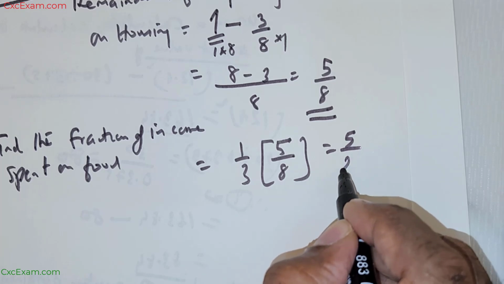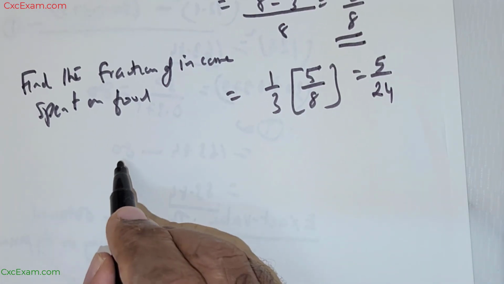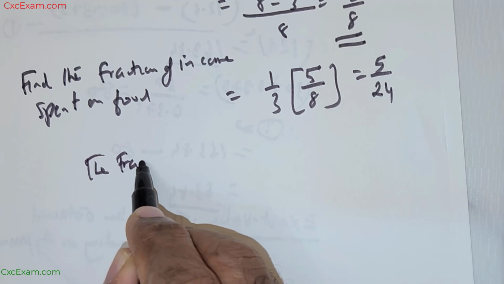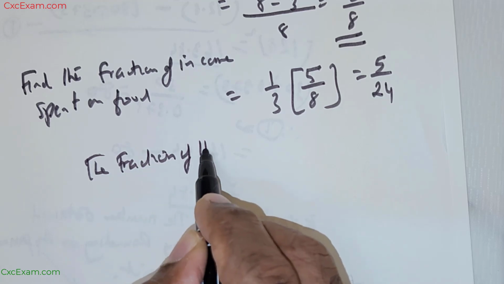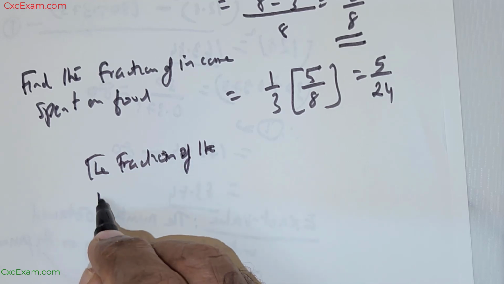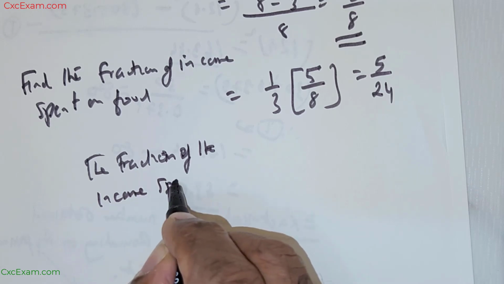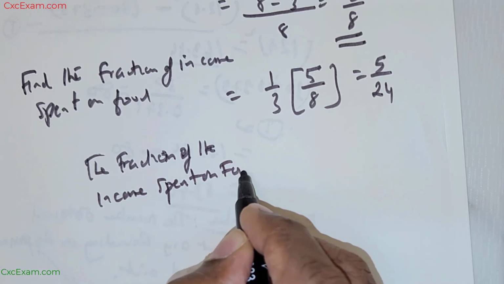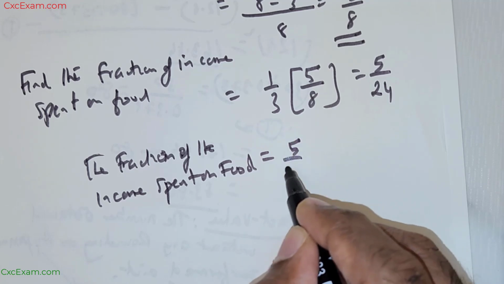So 5/8 3s are 24. So you can state it here, the fraction of the income spent on food is 5/24.